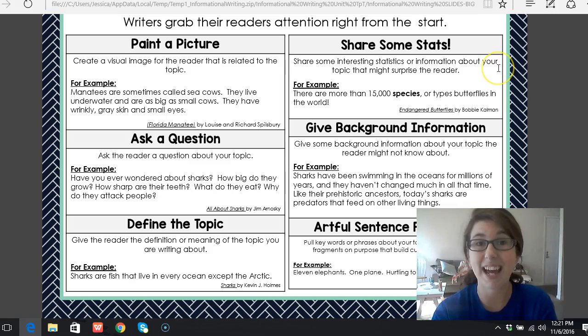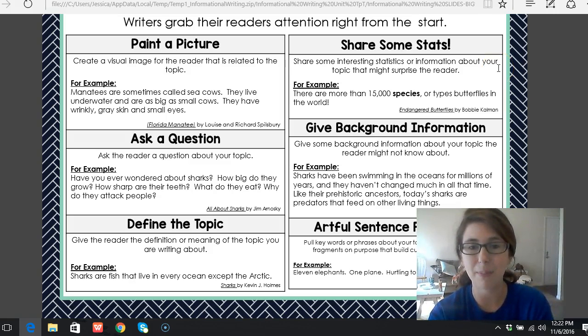Next, share some stats. I like this one a lot. Share some interesting statistics or information about your topic that might surprise the reader. For example, there are more than 15,000 species or types of butterfly in the world. That's an awesome fact. That right there makes me think, ooh, maybe we're going to learn about some of those butterfly types. I love that.